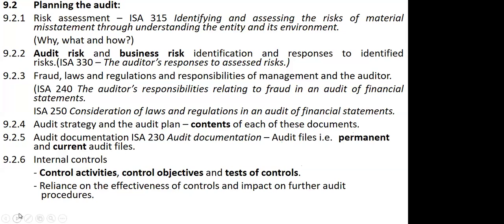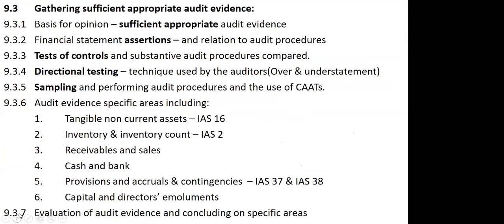Whereas if the results of the test of controls show that the controls in this particular entity are not operating effectively, then they will not rely on the controls. They will follow a substantive approach to auditing. Quite important. So auditors will plan the audit, they will decide what audit work they will do, then they will go ahead and gather the evidence by performing audit procedures.